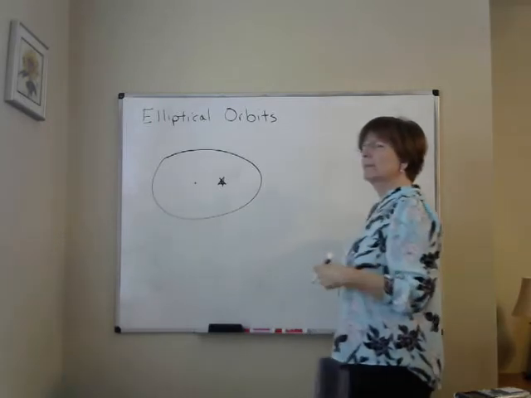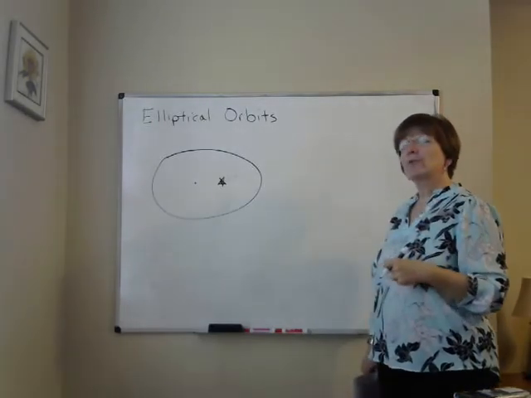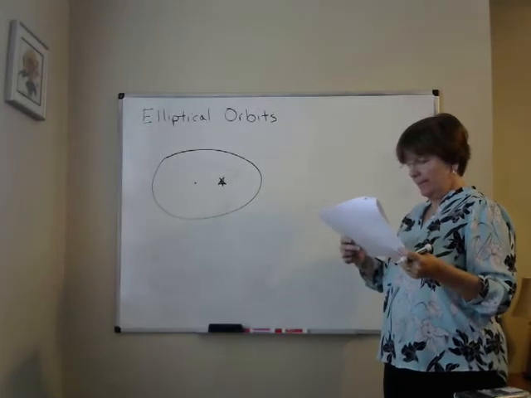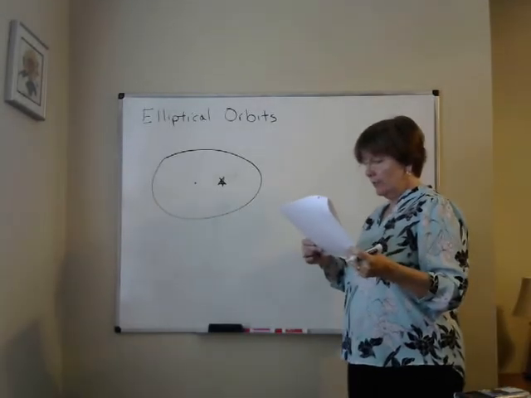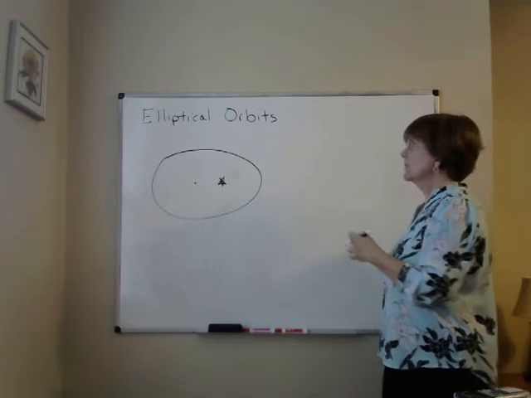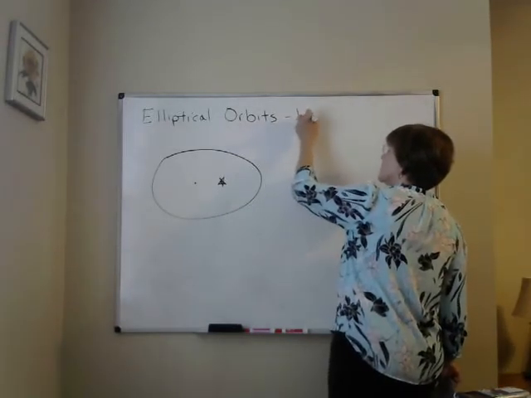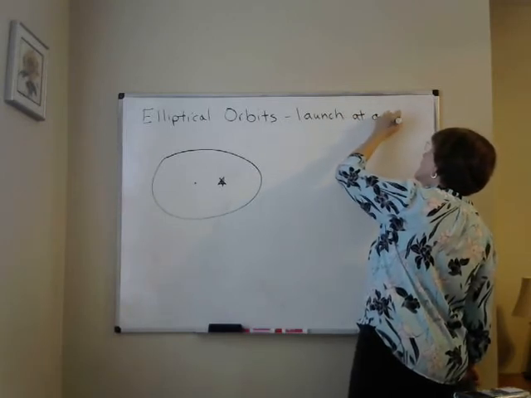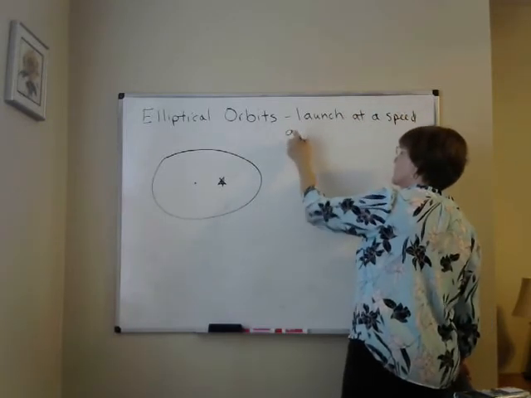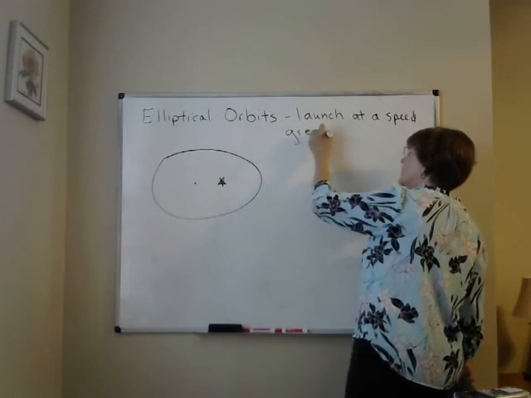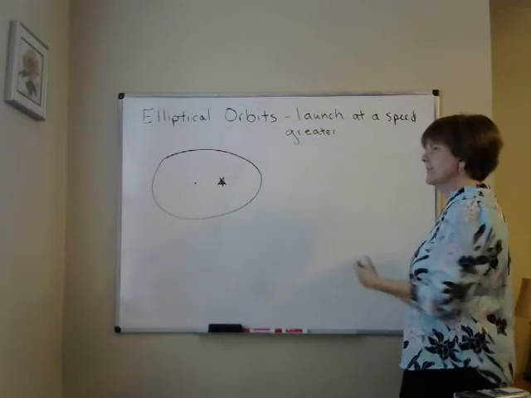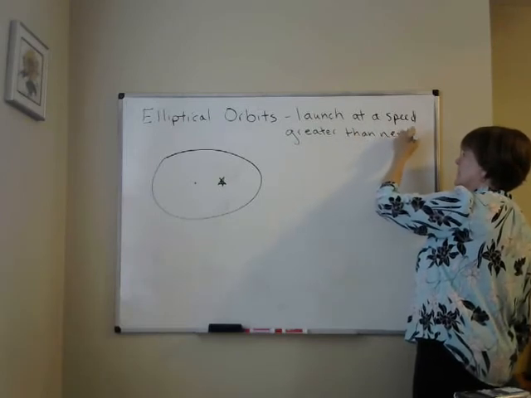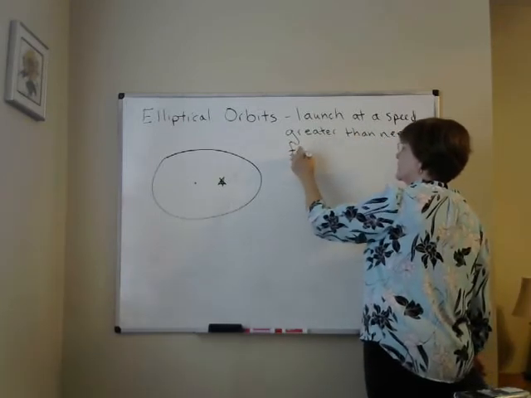When you are in an elliptical orbit, you do not have a constant speed. Generally, in order to get into an elliptical orbit, you have to launch at a speed greater, or slightly less even, than needed for a circular orbit.